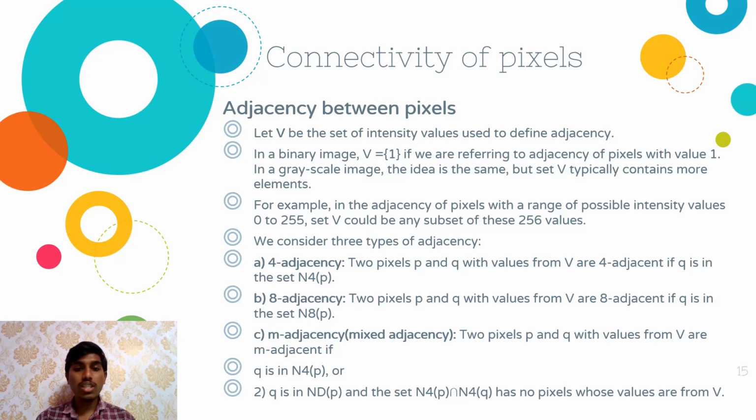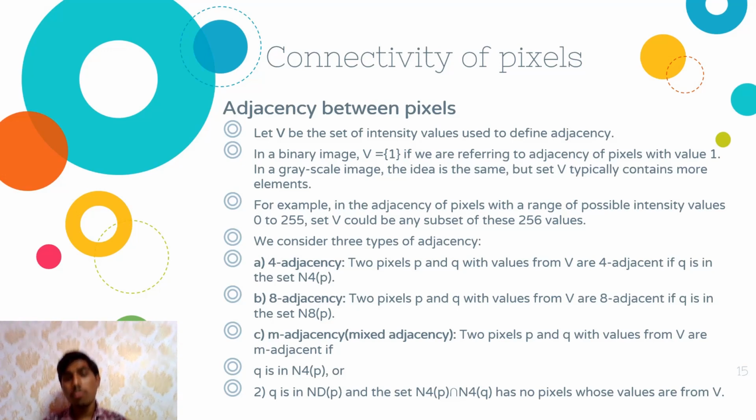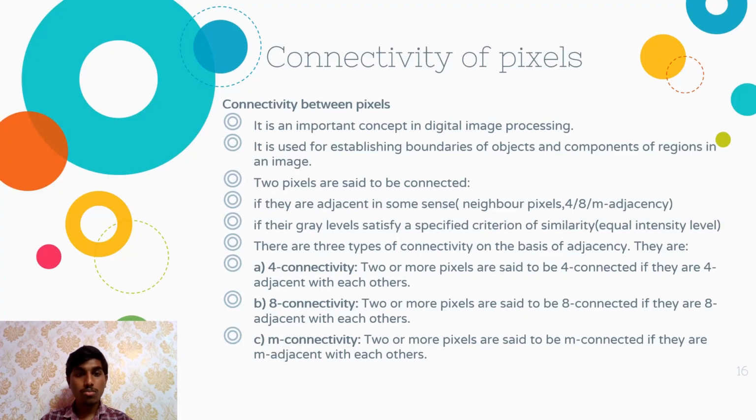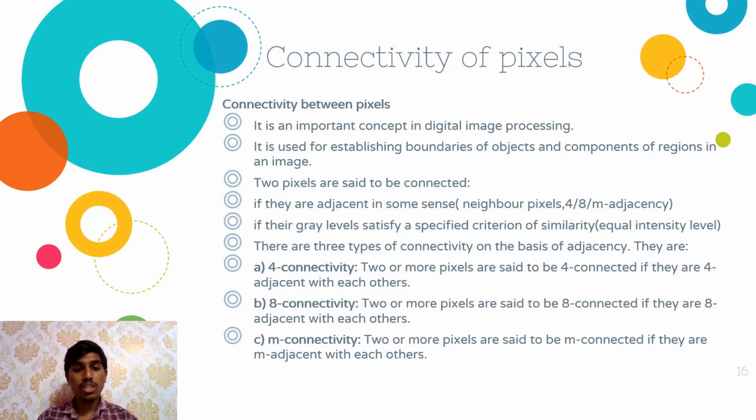So we consider three types of adjacency. 4 adjacency: 2 pixels p and q with values from V are 4 adjacent if q is in the set N4(p). 8 adjacency: 2 pixels p and q from V are 8 adjacent if q is in the set N8(p). M adjacency, also called mixed adjacency, is a combination of 4 adjacency and 8 adjacency. So, connectivity between the pixels.